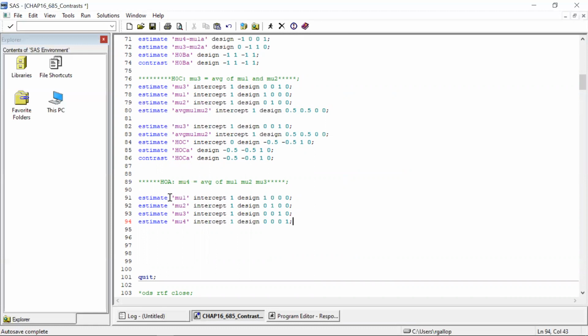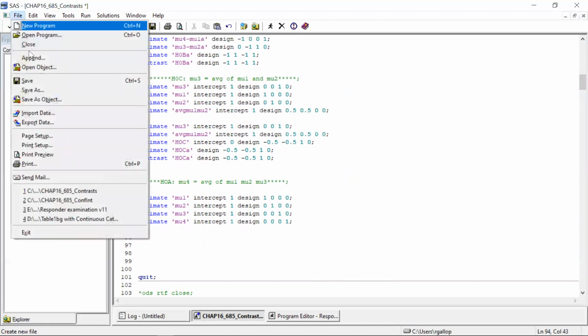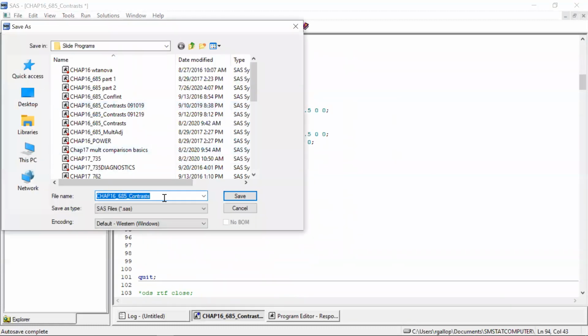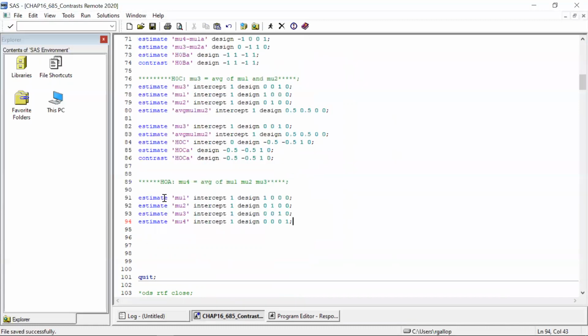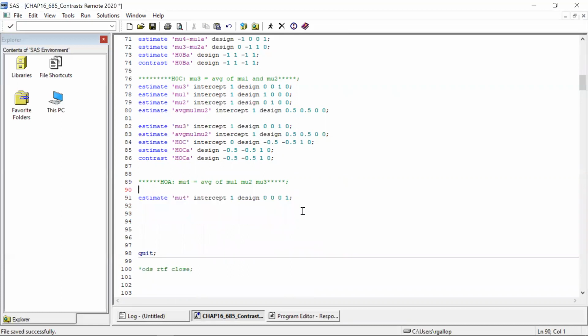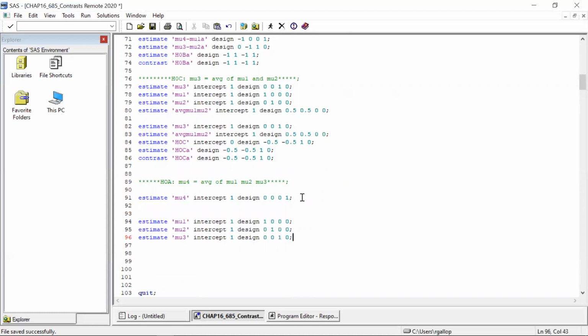I'm going to actually save this code. I guess I'll call this remote 2020. It doesn't really matter what you're doing. This code does not take up a lot of space, so a lot of times, I think it's pretty cool to keep it on. Okay, so we got mu4 there.